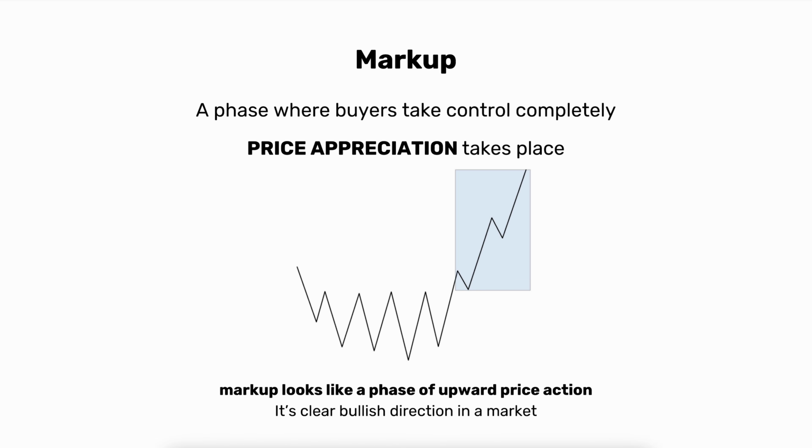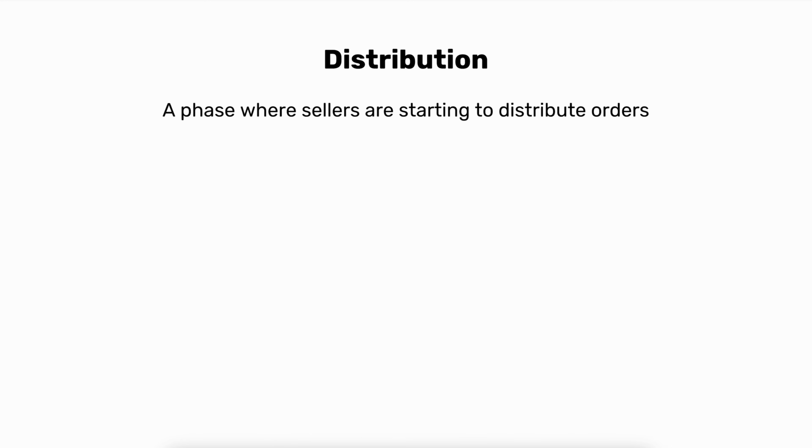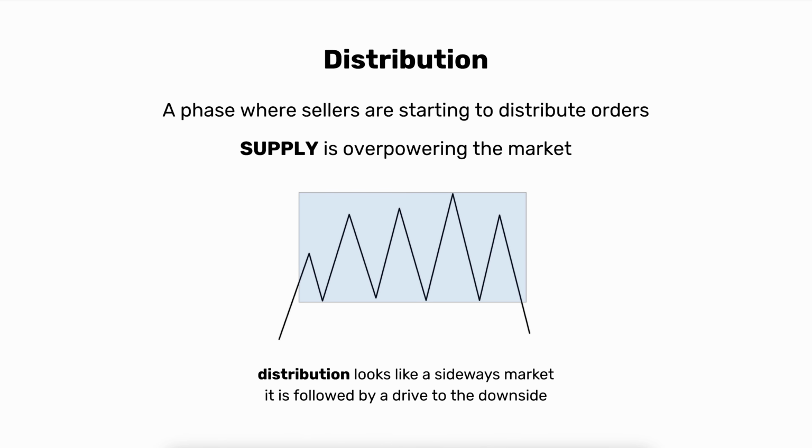So following on from the accumulation, we have this phase of markup, which is a push to the upside or a profitable phase for buyers. It's clear bullish direction in a market. Now distribution is a phase where sellers are starting to distribute orders. It's the opposite of accumulation, and it's where supply is overpowering the market. It looks like this, a sideways market that's followed by a drive to the downside.